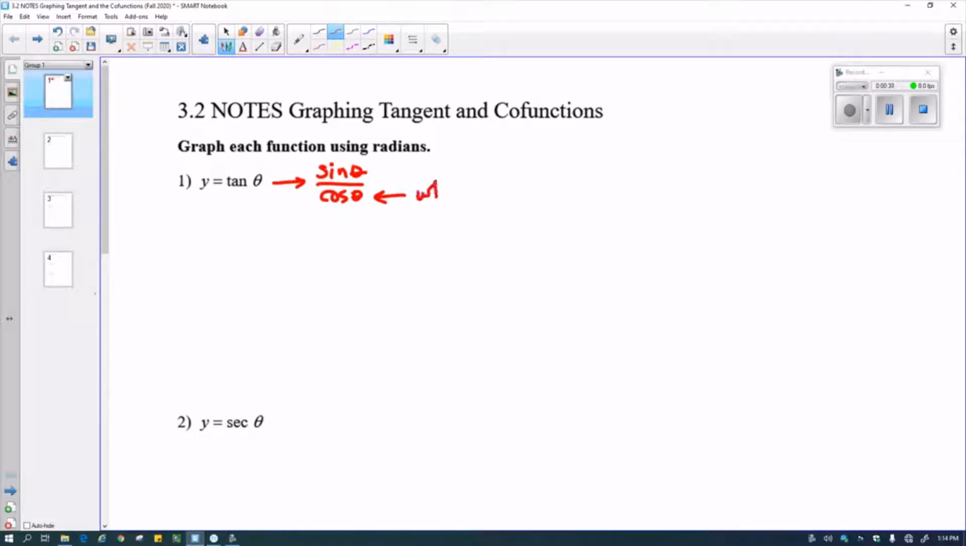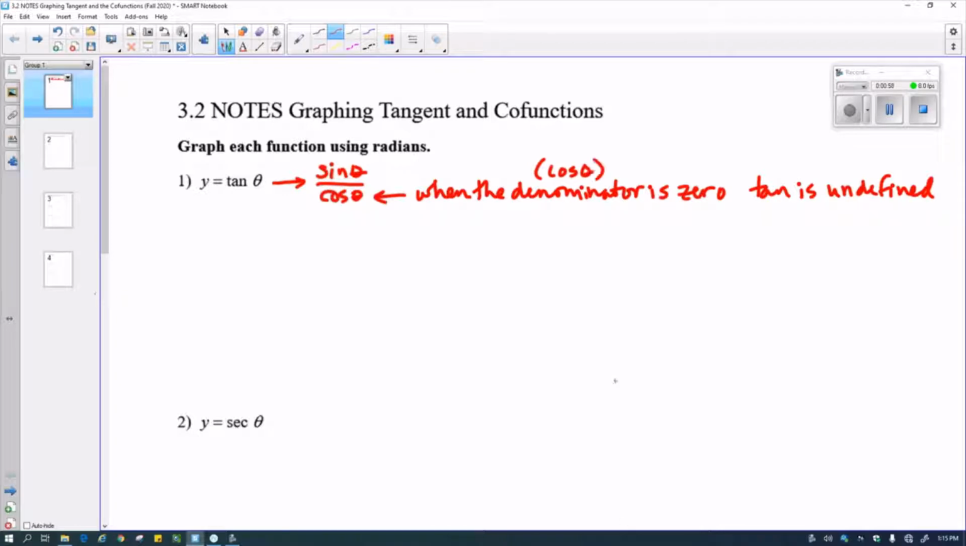When the denominator is 0, tangent is undefined. Well, all of the functions. When the denominator, in this case the cosine of theta, is equal to 0, tangent is undefined, and that's going to give us some asymptotes.